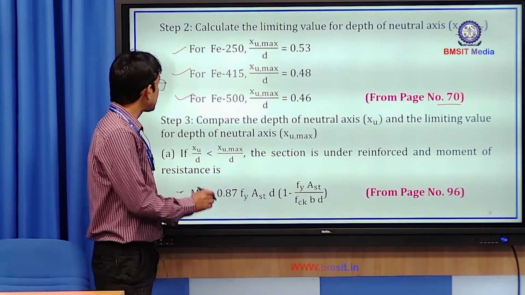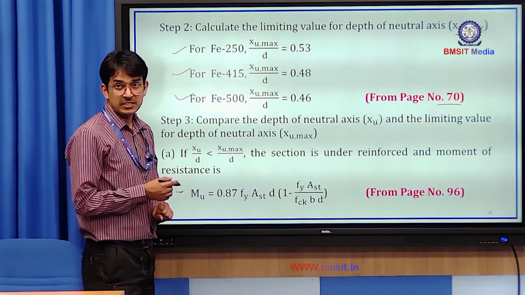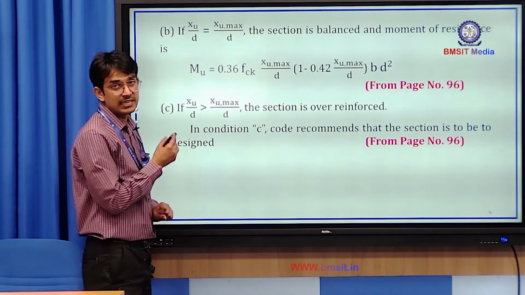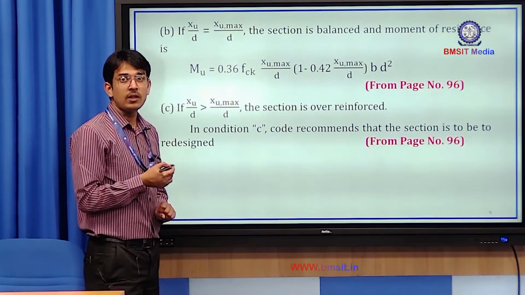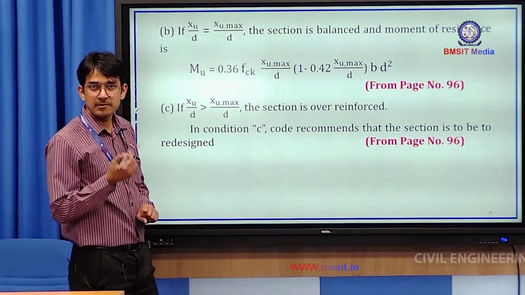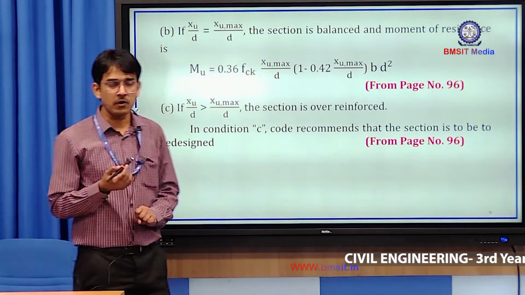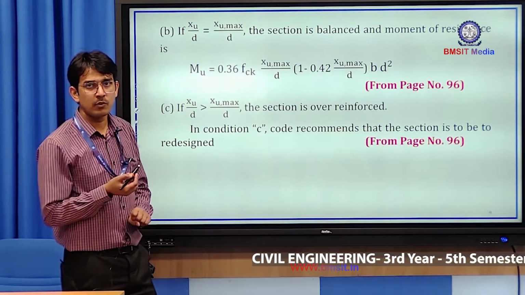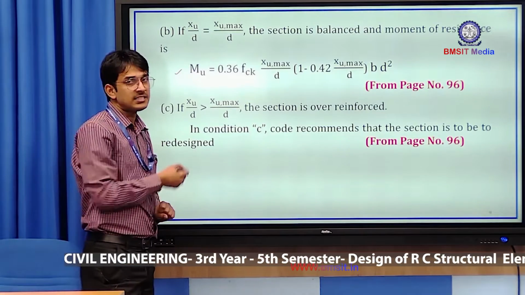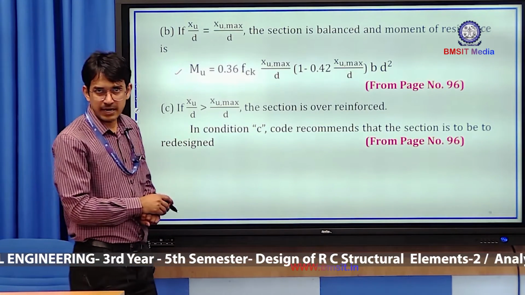In step number 3, if this condition does not arise, and we arrive at the condition that xu equals xu max, or xu by d equals xu max by d, in that case we term the section as the balanced section. In that condition we can calculate the moment of resistance by using this formula. Again, this formula we have at page number 96.